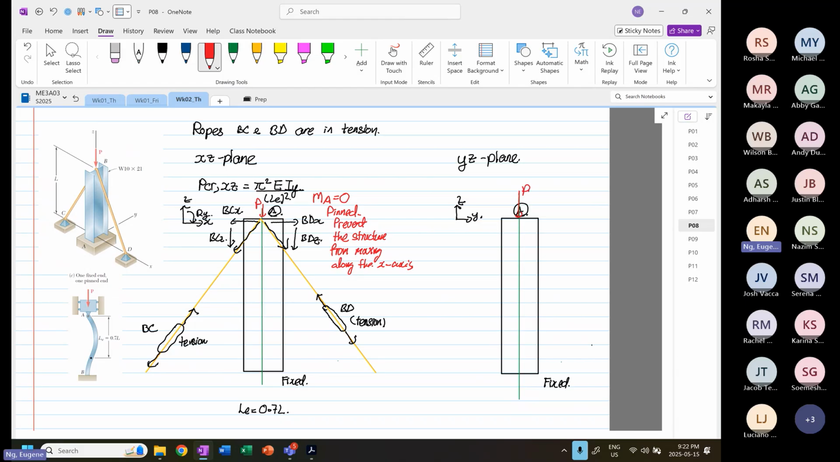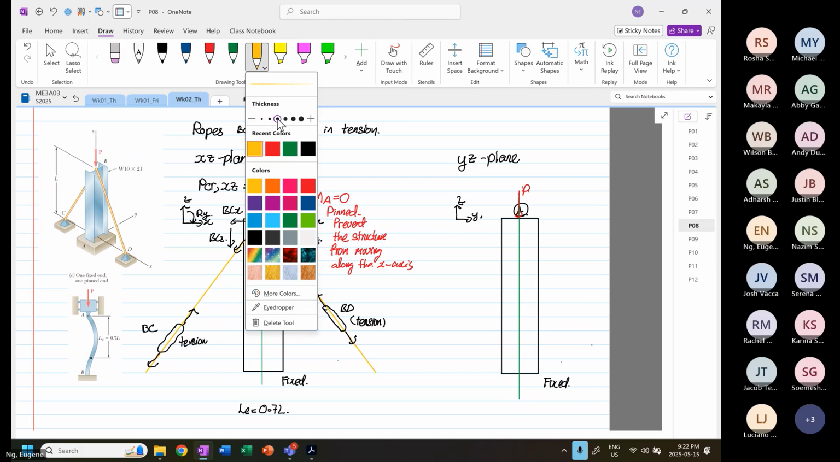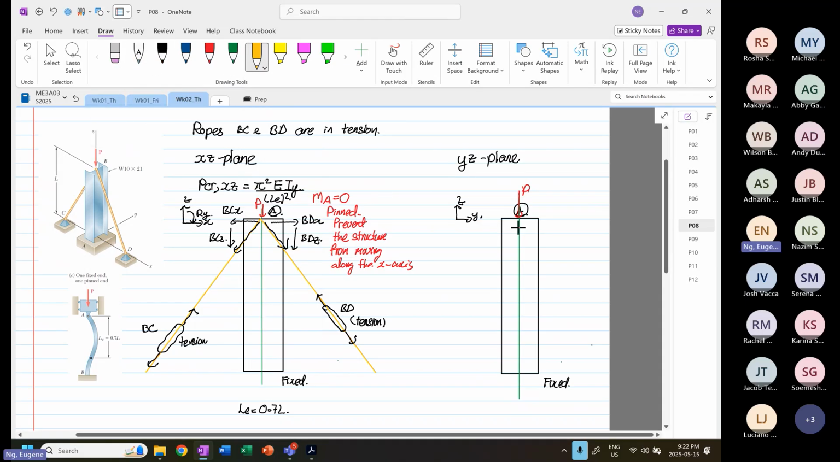You will ask me, Eugene, where is the axis of the rope now? The axis of the rope, which I will draw slightly thicker, is also in line with our green line. Okay, so I'm going to draw a force down here, coming down. This force is our BDZ, and this force is also our BCZ.